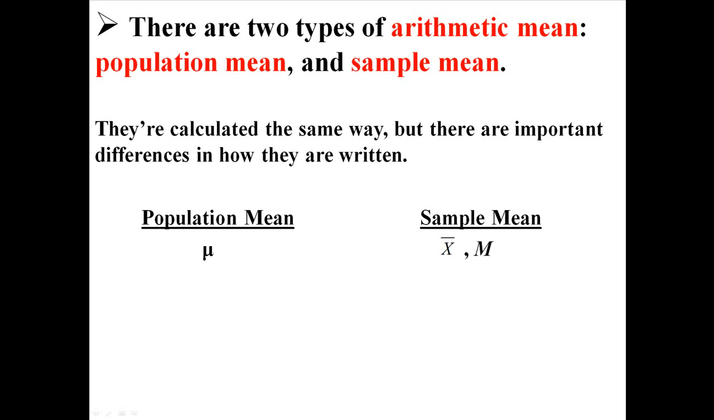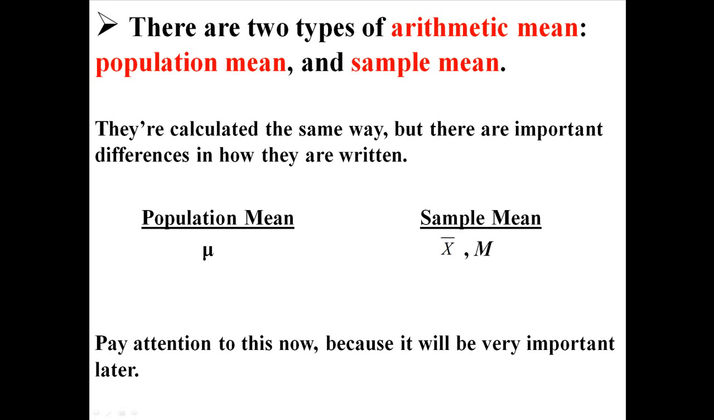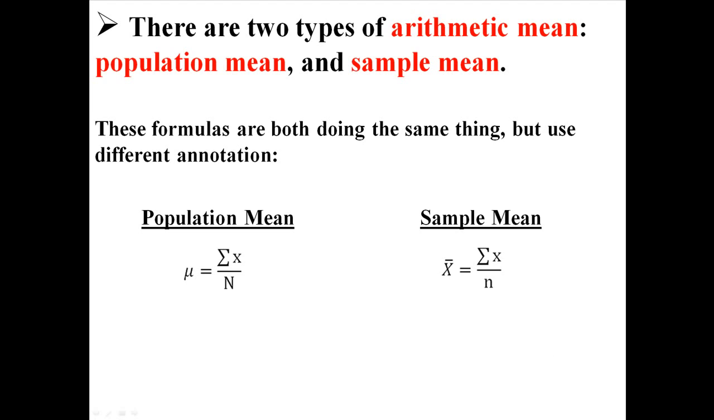We have x bar, or maybe capital N. It depends who your teacher is, what book you're using, but they both mean the same thing most of the time. So pay attention to this now because in the future it'll be important and you might end up making a minor mistake just because of this one little thing. So the formulas are both doing the same thing, but they use different annotations.